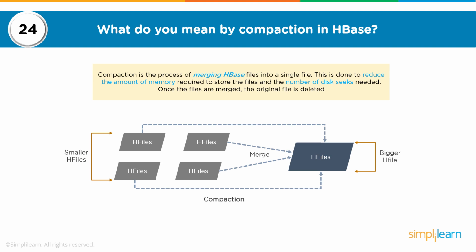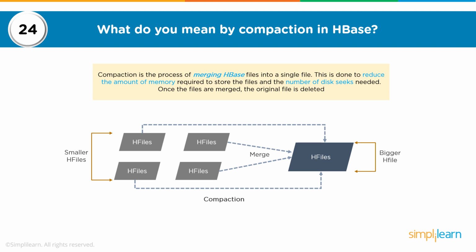And usually these HFiles are very small in nature. So we also know that HDFS is good when we talk about a small number of larger files in comparison to a large number of smaller files, due to the limitation of the NameNode's memory. Compaction is the process of merging HBase files, that is these smaller HFiles, into a single large file. This is done to reduce the amount of memory required to store the files and the number of disk seeks needed.